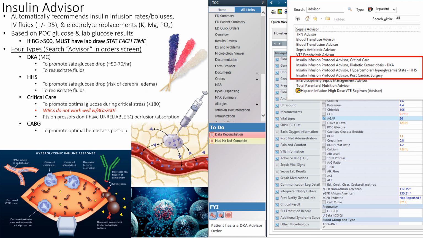So how do you know which one to do? Just search Advisor, and you're going to find one of those 4 options. You just have to figure out what situation you have in front of you. Do you have an open heart patient? You would know if you did. Do you have an ICU patient? Yes, but are they an ICU patient who has HHS or DKA? You can read the progress notes to figure out which one it is. But the most common insulin advisor that we're going to use is DKA. When a patient comes in with DKA, we're going to be giving insulin to get their sugar under control.